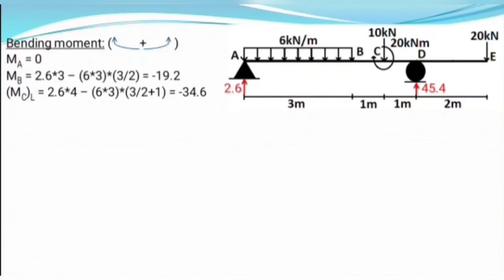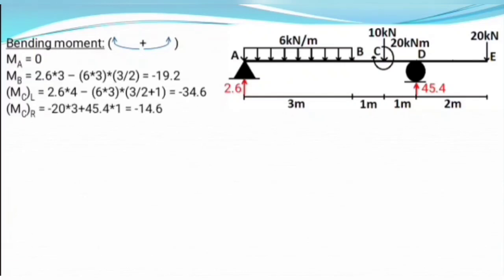Here 3 by 2 is the distance from the center of the UDL to point B, and 1 is the distance from point B to C. So simply add those distances to get the distance from the UDL to point C. It gives the moment equal to minus 34.6, which is the bending moment at just left of C.